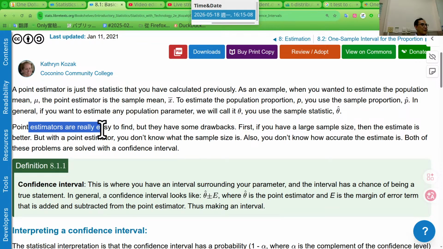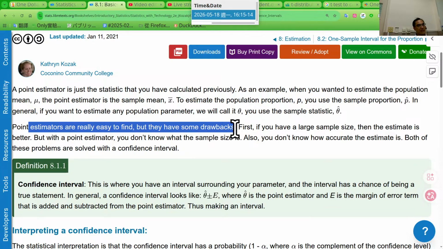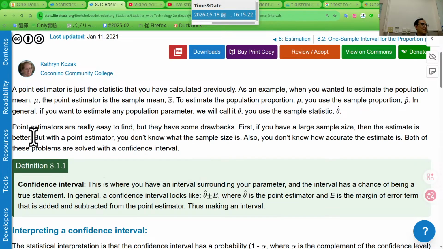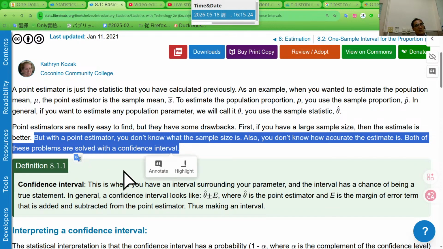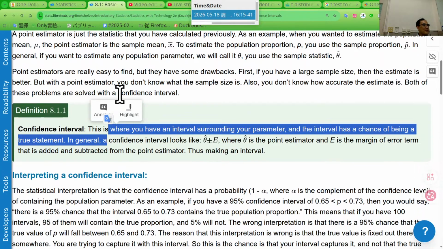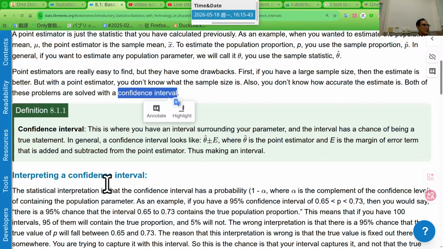Point estimators are really easy to find, but they have some drawbacks. They are not perfect. First, the larger the sample size, the better the estimate. But with a point estimator, you don't know what the sample size should be. Also, you don't know how accurate the estimate is. Both of these problems are solved with a confidence interval. Okay, what's the definition of confidence interval?